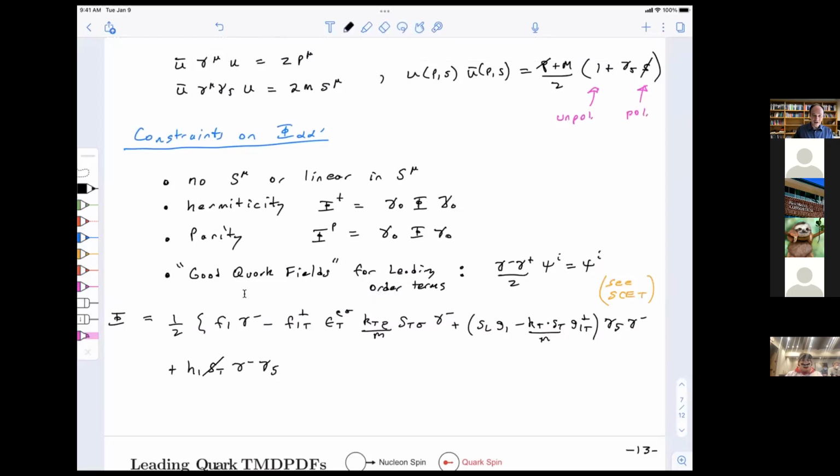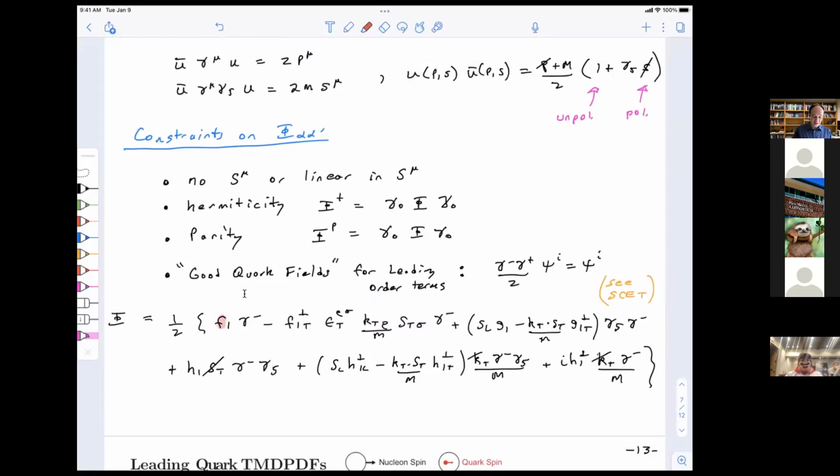A term like this with the S_T slash. Here's a term like this, again k_T dot S_T over M. H1T perp. This has a k_T slash, a gamma minus, and a gamma 5, balancing dimensions with an M. Then there's one final term, h1 without the perp, h1 without the T, k_T slash gamma minus, no spin in this one, over M.